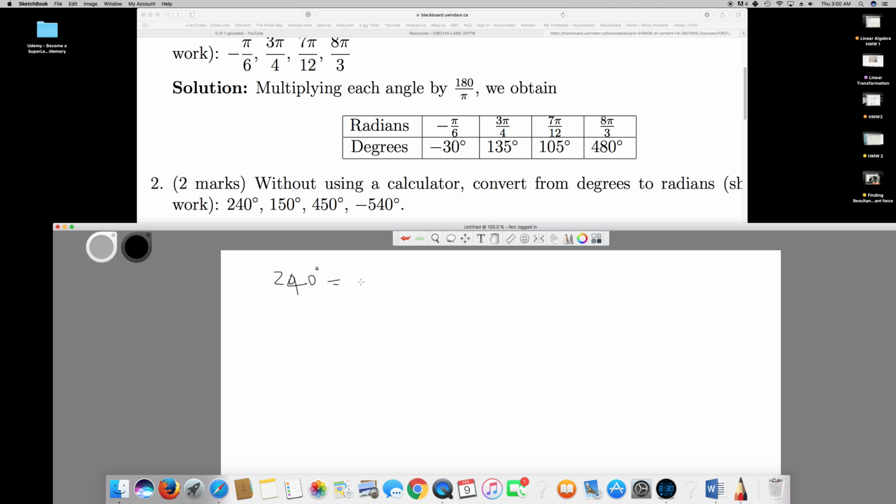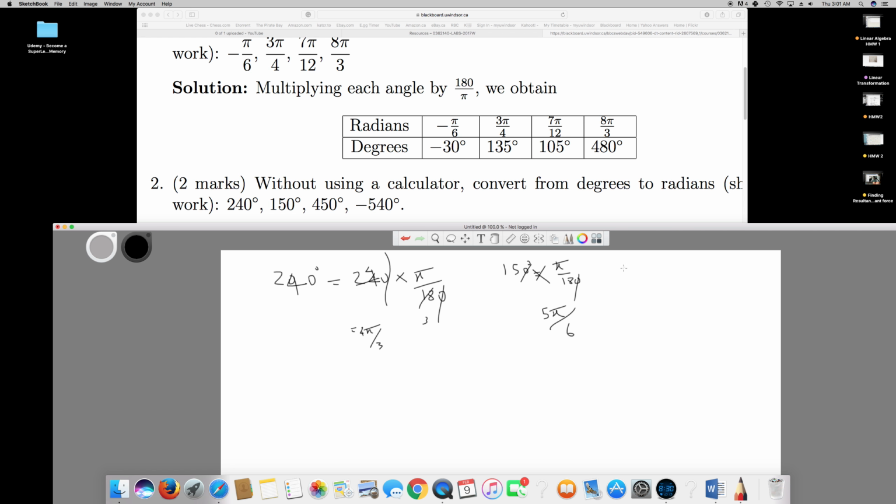So 240 multiplied by π over 180. The zeros cancel. 6 times 3, 6 times 4, so it's 4π/3. The next one is 150 degrees. In order to get the radians, I have to multiply this by π over 180, which is going to give me, 30 times 5, 30 times 6, so 5π/6.